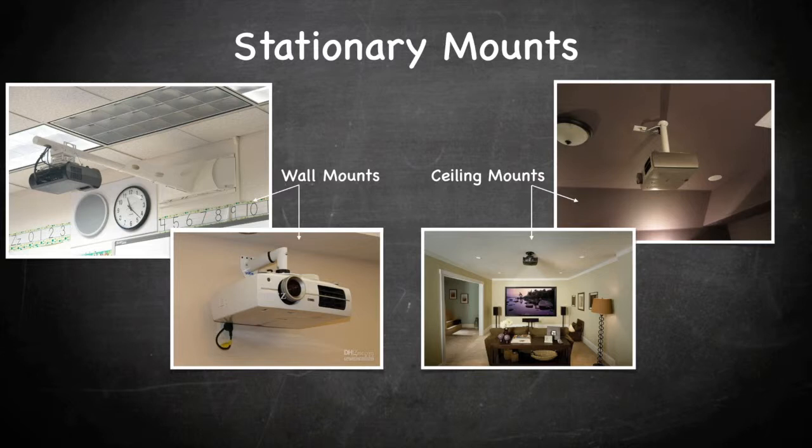Here you can see examples of stationary mounts. The first is a wall mount placed on the same wall as the screen. The second is also a wall mount, but it's placed on the wall opposite the screen. The last 2 are ceiling mounts. One has an arm that extends the projector down from the ceiling. All of these are stationary and are meant to stay as is once installed.